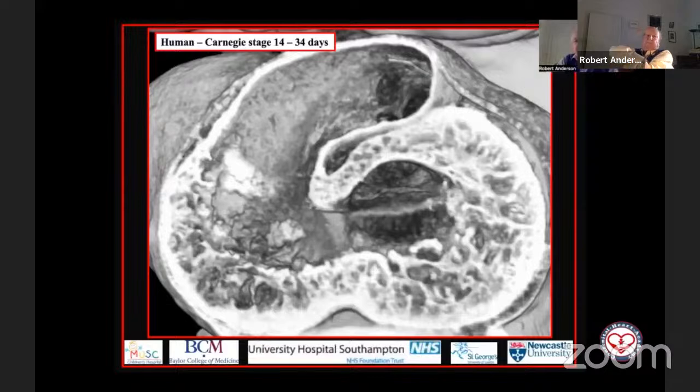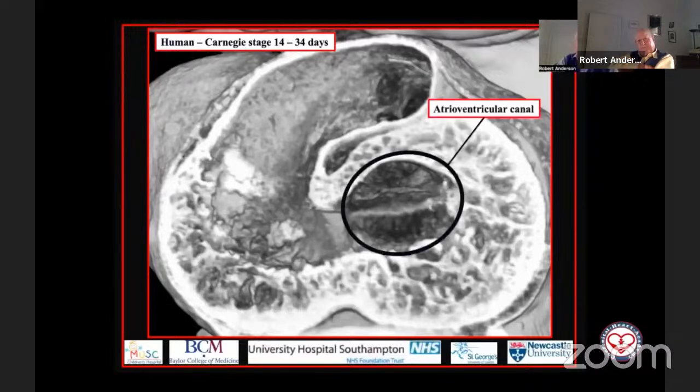So you're looking up at the base of the ventricular mass, and there you can see the surrounds of the atrioventricular canal. And the key to our understanding at this stage is that the orifice of the atrioventricular canal is looking exclusively into the developing left ventricle.